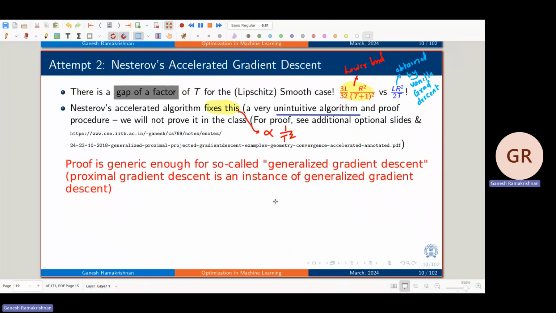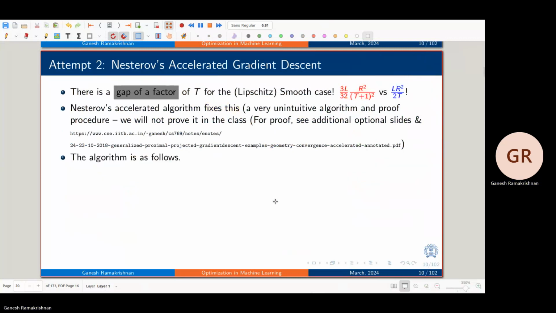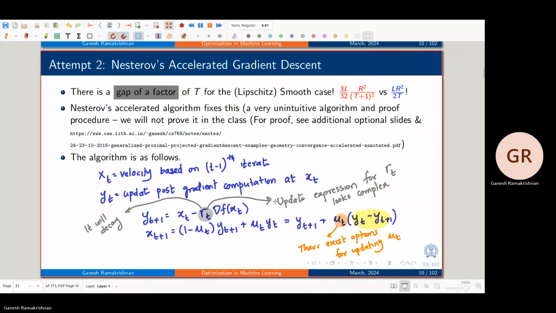But the tricks are similar, the same bag of tricks you pull out. What is the algorithm? Intuitively you have a velocity based on the previous iterate. You do an update, and then after the update you compute the gradient at the new point. So we'll take y_{t+1} is x_t minus gamma_t, and then x_{t+1} is (1 minus mu_t) y_{t+1} plus mu_t y_t. Now there's a momentum here.